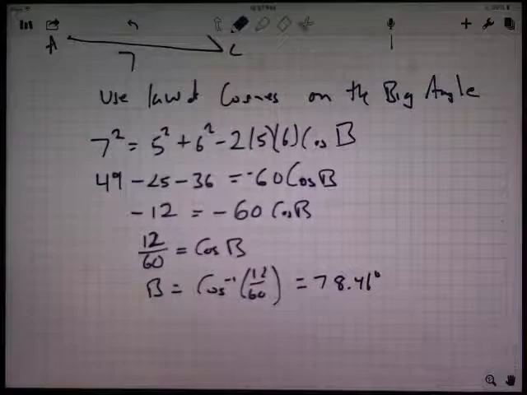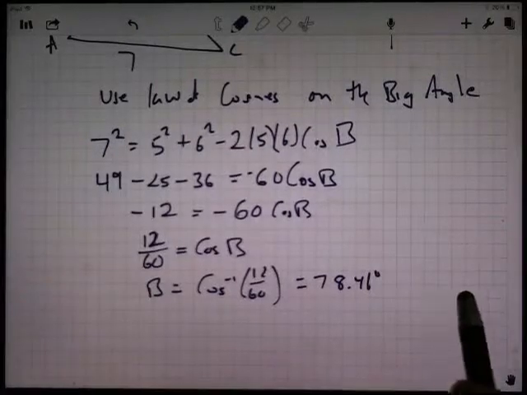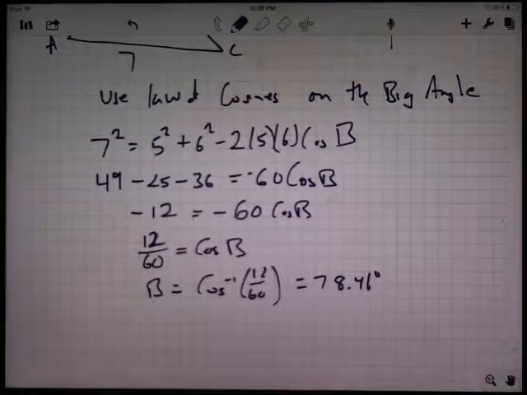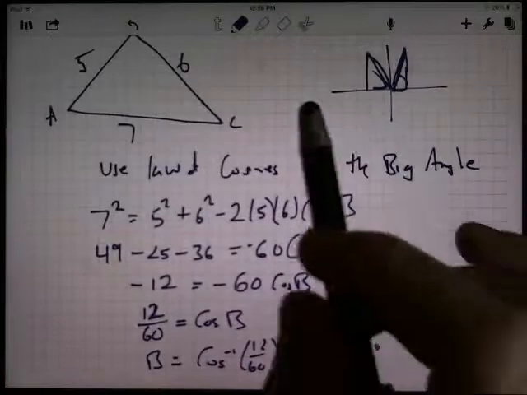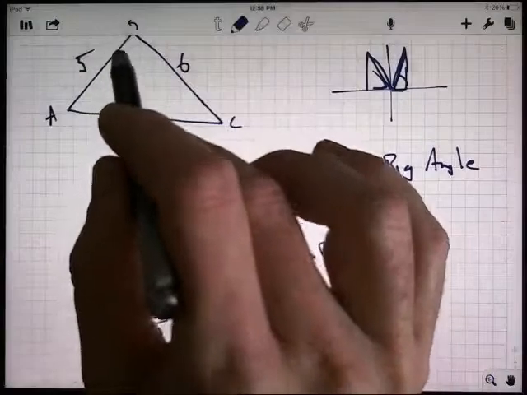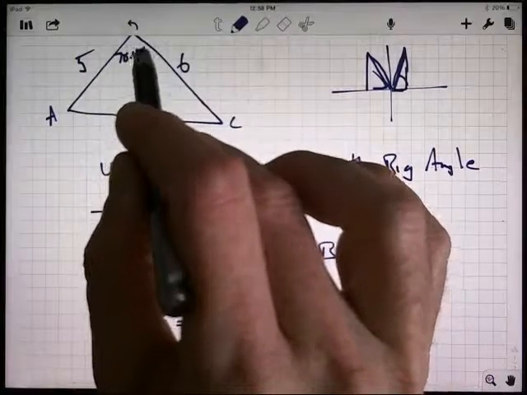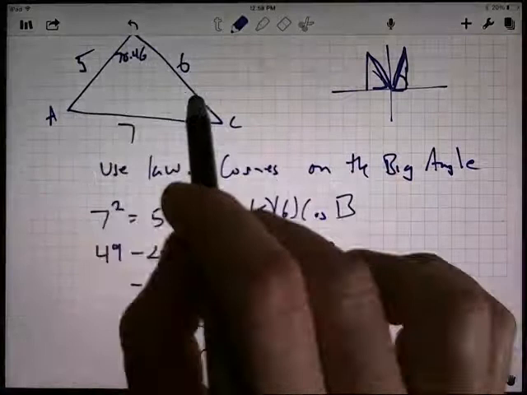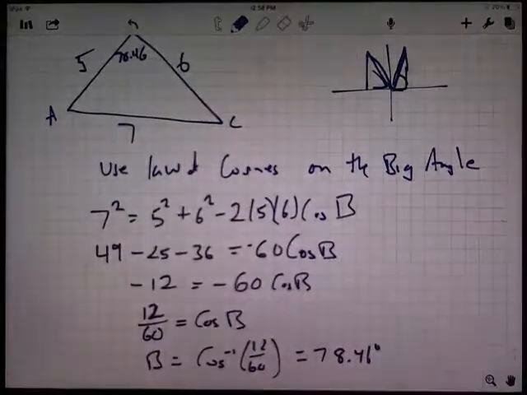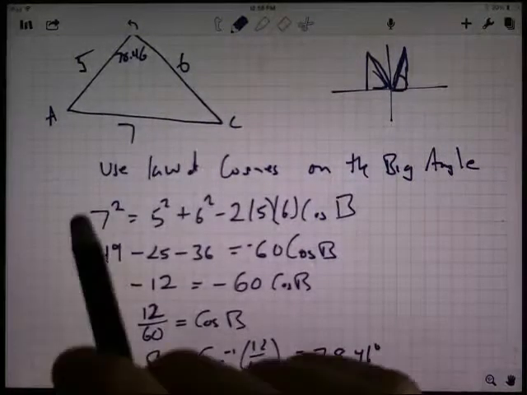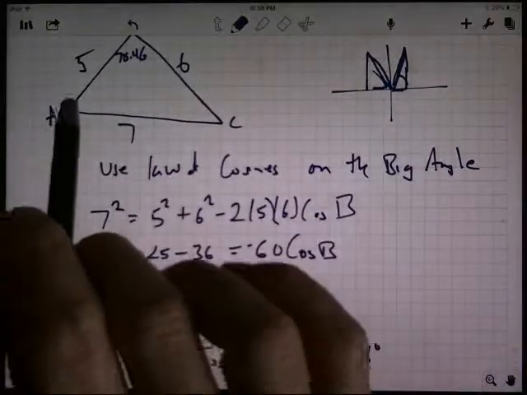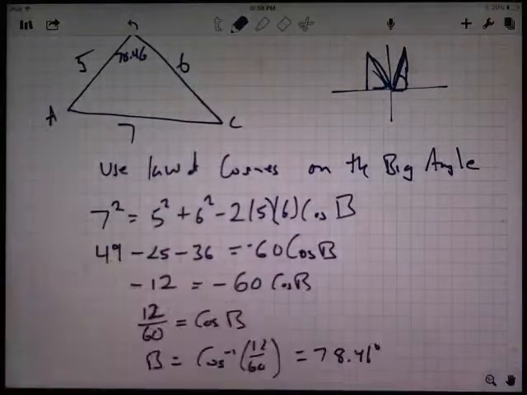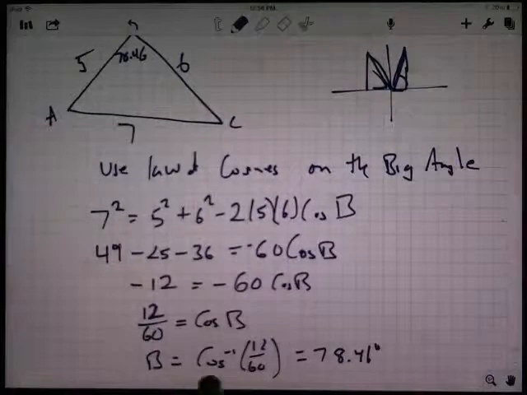Now, my calculator still has that to several more decimal places, so I'm going to let it keep that in my next calculation. Now that I know angle B here is 78.46, I'm going to use that to get one of these other two angles. Having already been careful and calculated the big angle with the law of cosines, I know that A and C are less than 90 degrees, and therefore it doesn't matter. The law of sines is going to get it right for me.